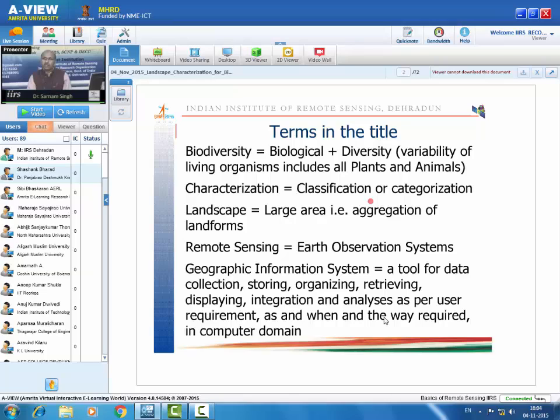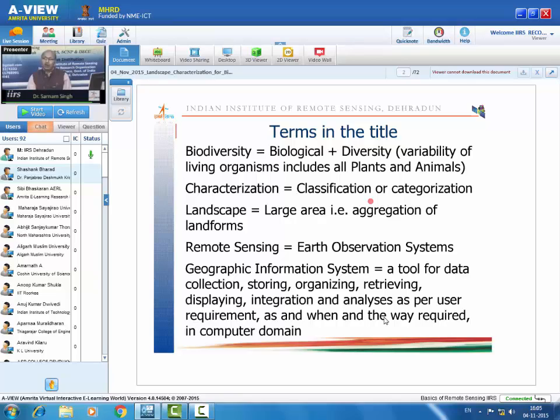The third term is landscape. Landscape here means a large area. Now, how large? Let us say a small campus is not large. We need to cover an area which has different kinds of ecosystems. That is one criterion. The second is that all these ecosystems should be independently able to function.